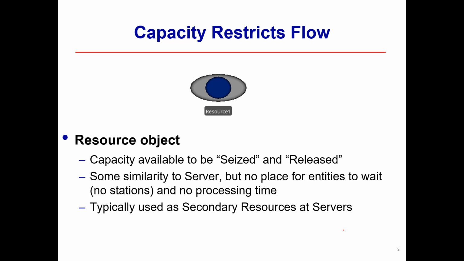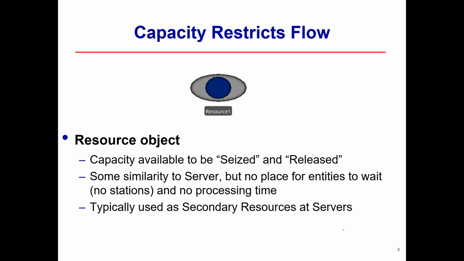Second, we introduce the resources objects in SIMIO. Resource objects also have a capacity to be seized and released by processes or server, workstation, and other processes. They are similar to server, but there's no place for entities to wait and no processing time available. So the resource is usually used as a secondary resource at the server or other places, or in the combiner and separator portion. They all could be using resources.